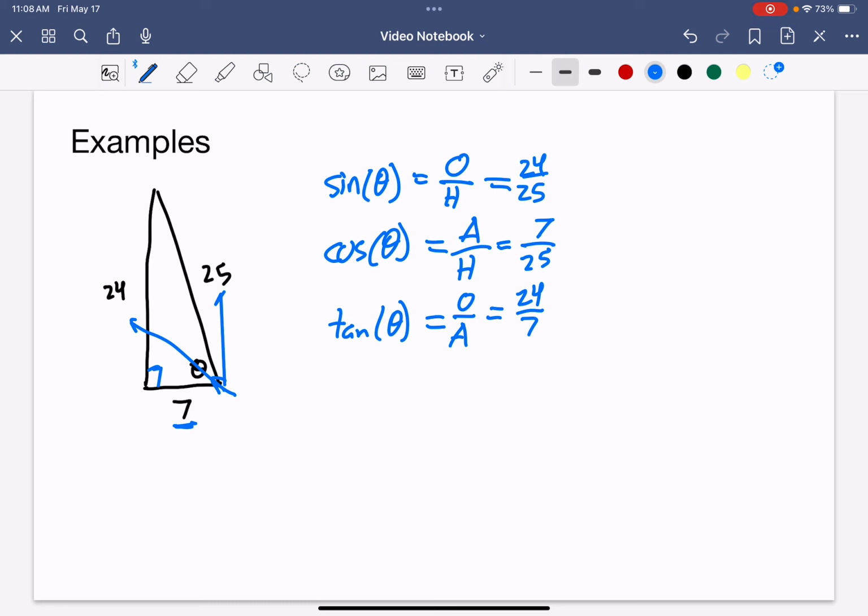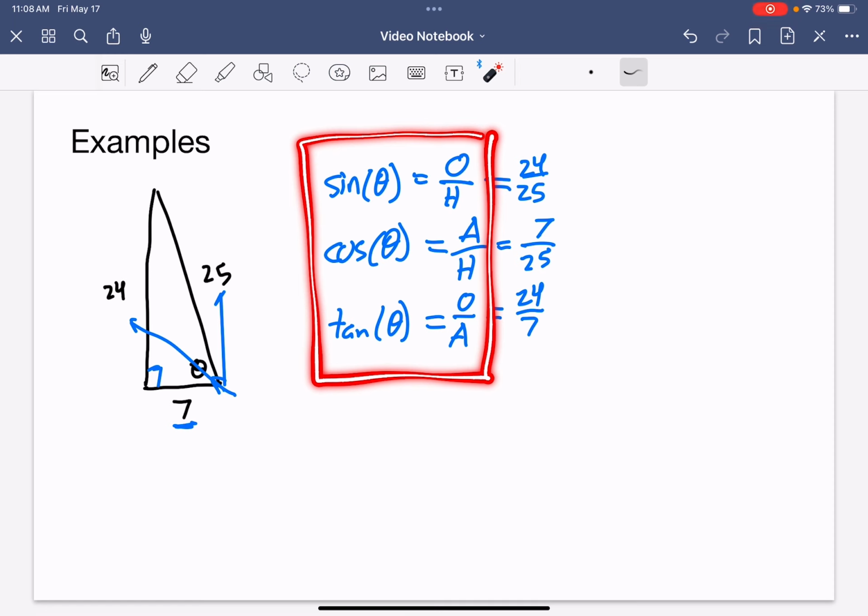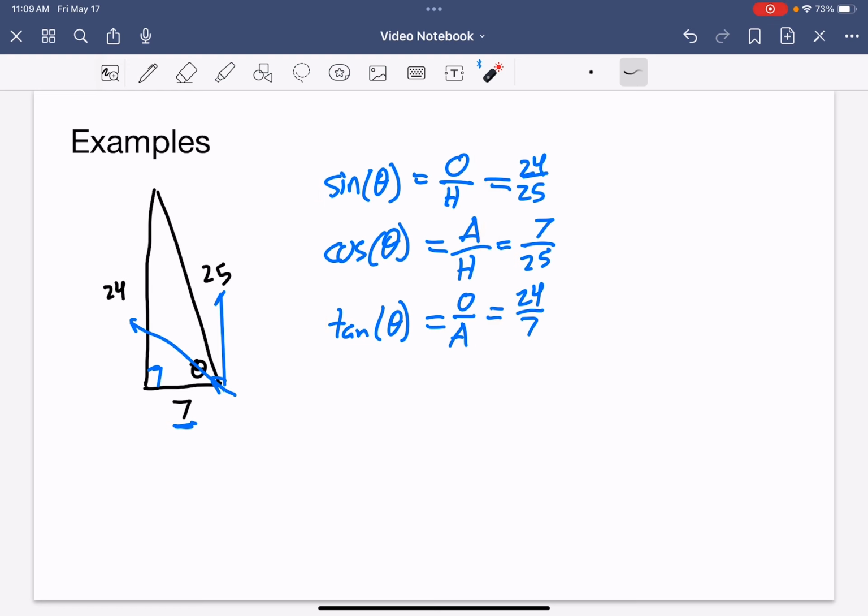So hopefully you kind of picked up on this. You need to know that sine is opposite over hypotenuse, cosine is adjacent over hypotenuse, and tangent is opposite over adjacent. We have an acronym to kind of help us with that, and that is SOH CAH TOA. That stands for sine is opposite over hypotenuse, cosine is adjacent over hypotenuse, tangent is opposite over adjacent. Again, let's do another example here.